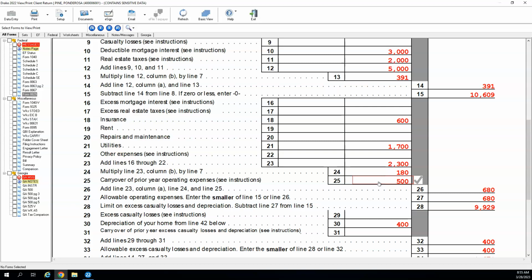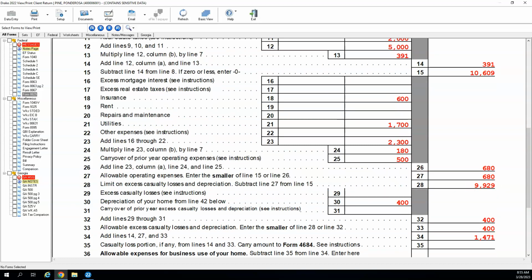So with the actual expense method, if you don't use it all or if you don't use any of it, you get to carry it forward to the next year. So based on this example, there's $500 of unused home office carryover. So then you add those two together and that amount is $680. And so then that takes your profit down to $99.29 for your Schedule C.